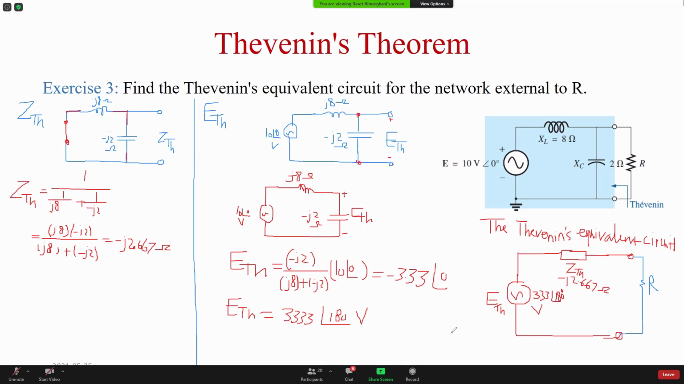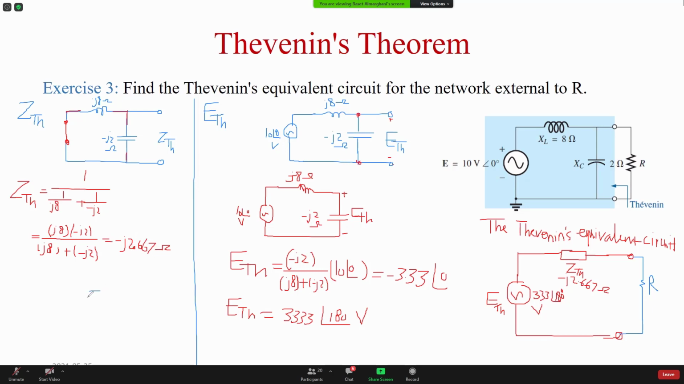You can do this in a quiz. You can do this in an assignment. Now in the assignment, it will ask you for one thing. It will ask you, for example, find the E Thevenin. And if it says find the magnitude of the E Thevenin, it means they only ask for this, the magnitude, this number. Find the magnitude of Z Thevenin, it's this number.